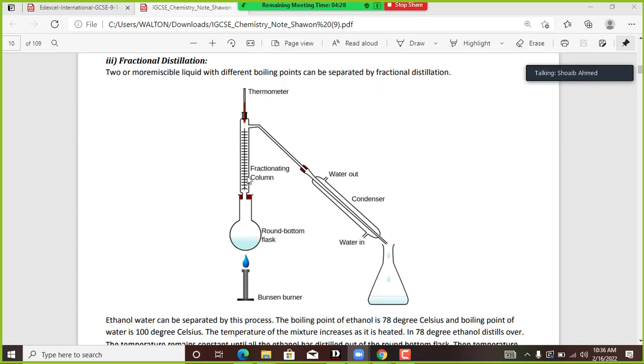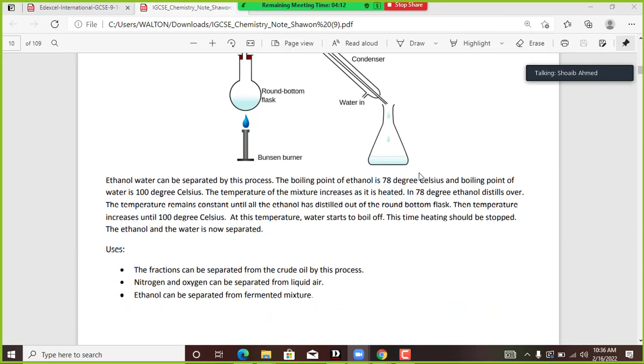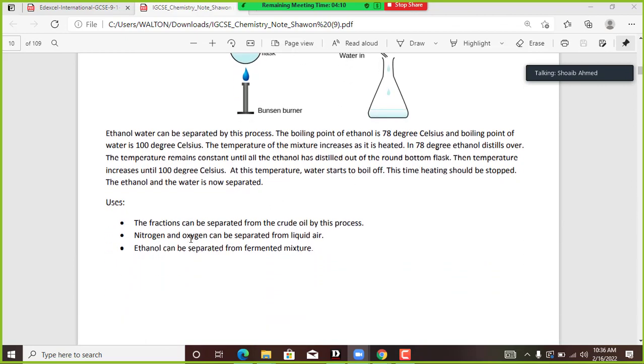The temperature is increasing. When it reaches 100 degrees Celsius, water starts to boil and becomes a gas. When the gas passes to the condenser it becomes liquid and comes into the flask, and we separate it this way. This way you can separate ethanol and water. Fractions can be separated from crude oil by this process, nitrogen and oxygen can be separated from liquid air, and ethanol can be separated from a fermented mixture.